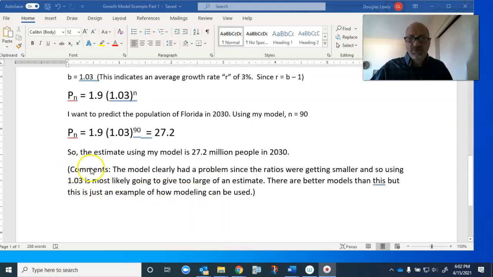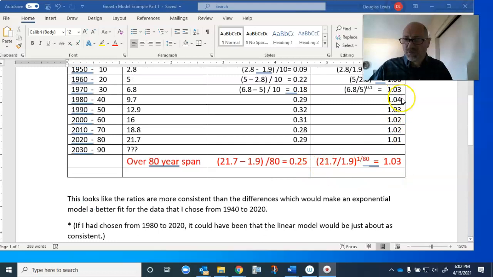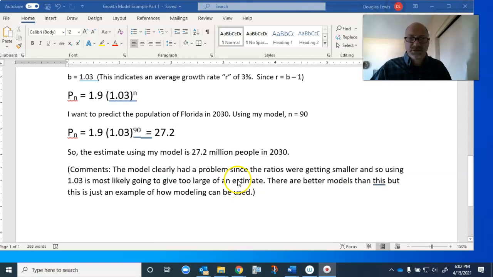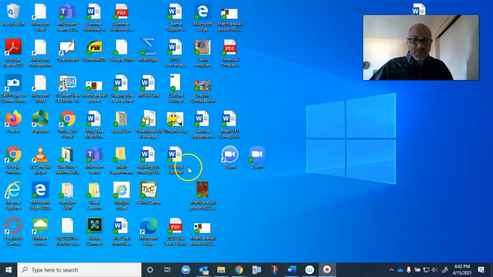I'm just going to add an extra comment here. You don't need to add this. The model clearly had a problem since the ratios were getting smaller, right? Those were going smaller, 1.04, 1.03, 1.02, 1.01, 1.0, down to that. And so using 1.03 is most likely to give a too large of an estimate. 27.2 million is probably bigger than it really will be. And there are better models than this one. But I just wanted to use this as an example. So that's all I have for this, and I hope that helps. You can watch that multiple times if you need to get a better idea of what to do.